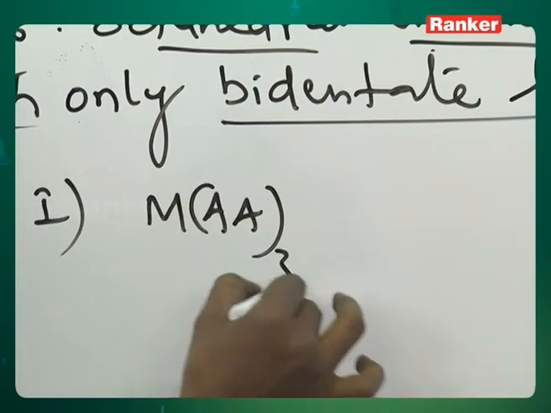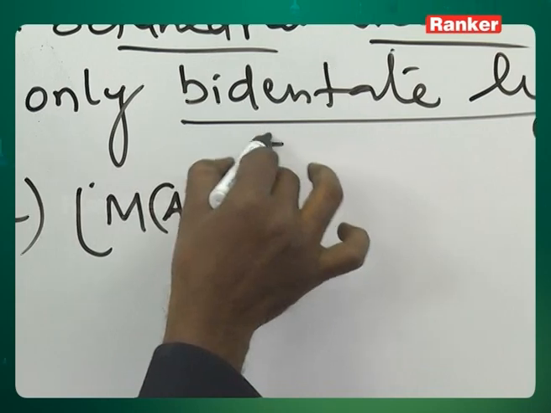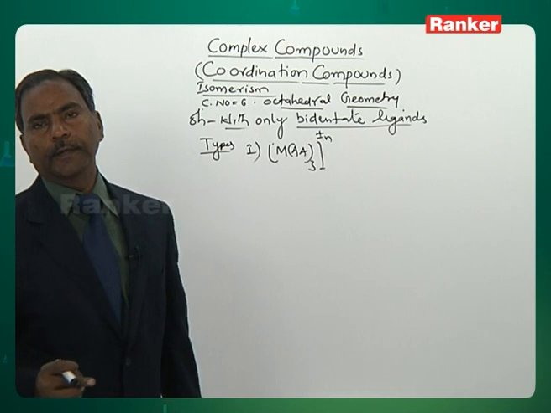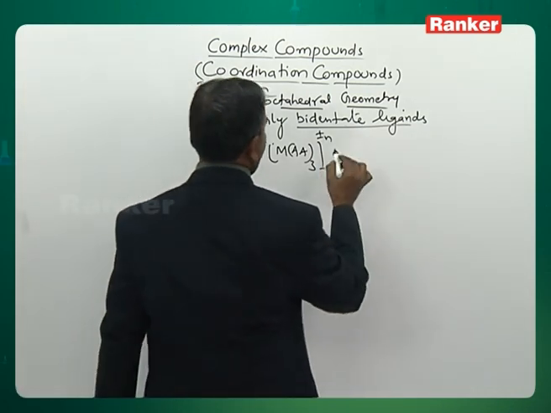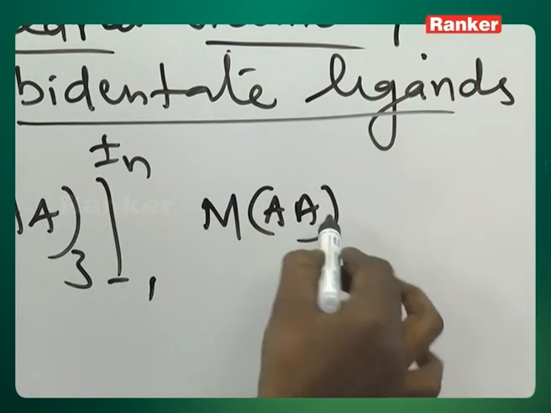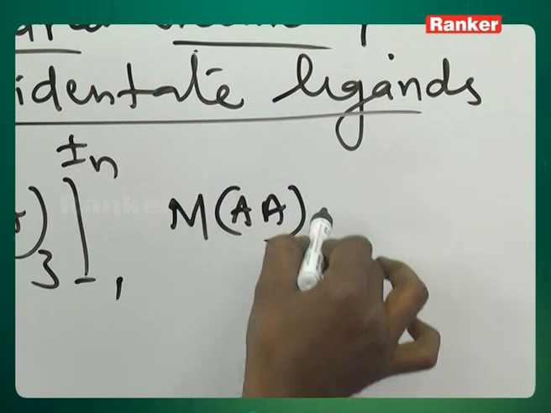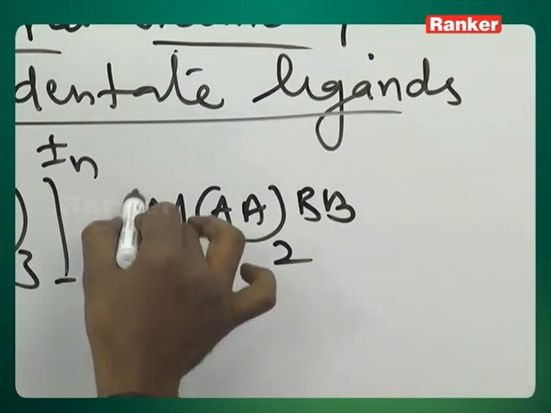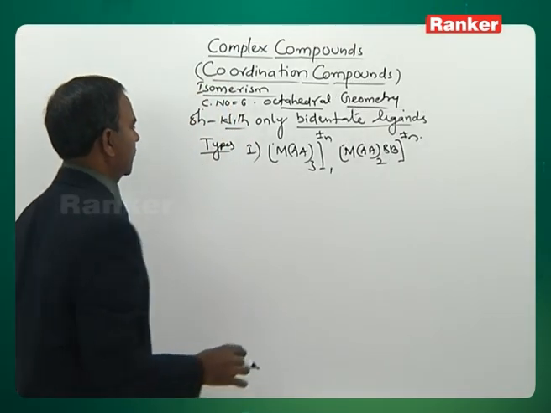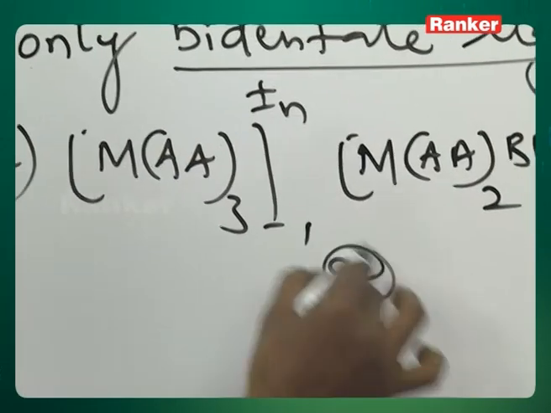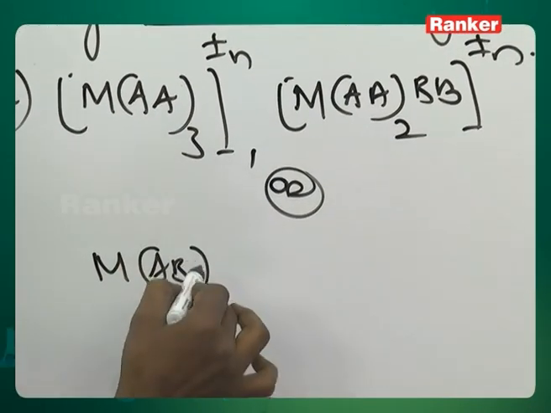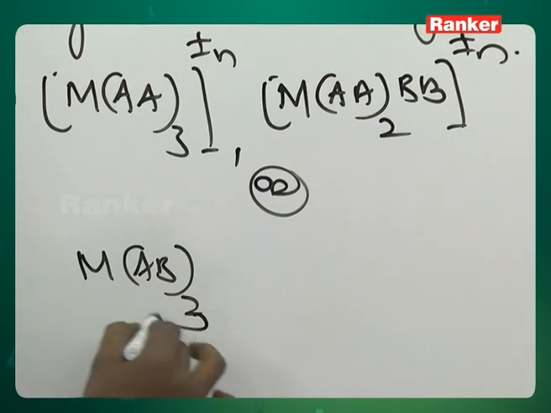M(AA) taken thrice. Either it may be symmetric or unsymmetric bidentate ligand, it makes no difference. All are found to be optically active. Now, M(AA) taken thrice. M(AA) taken twice, BB, two different bidentates also take. Plus or minus n. Next, it may be unsymmetric bidentate. Let me write M(AB) taken twice, M(AB) taken thrice.